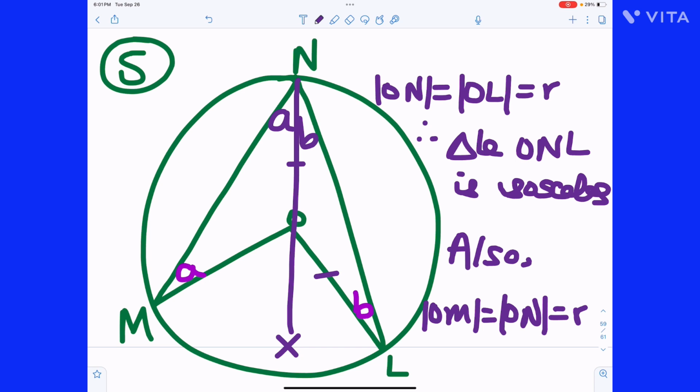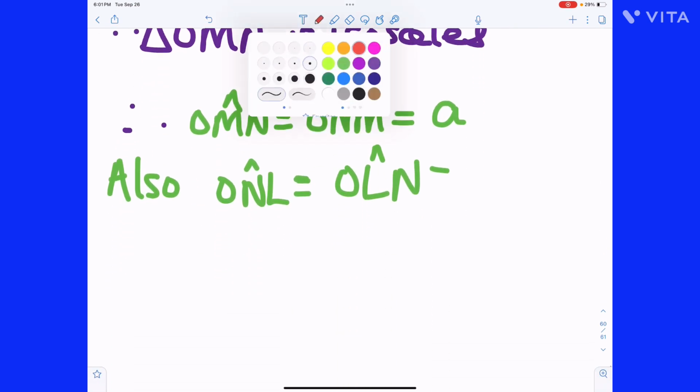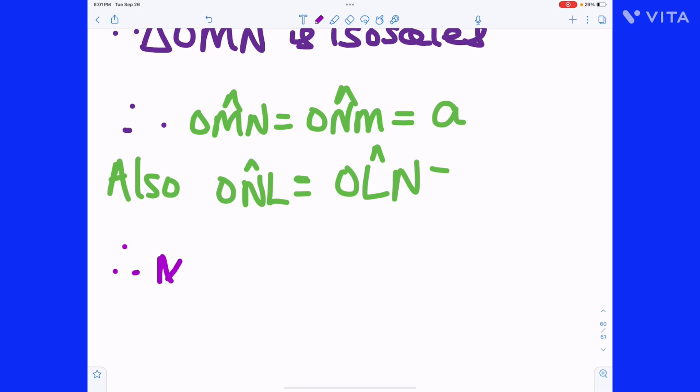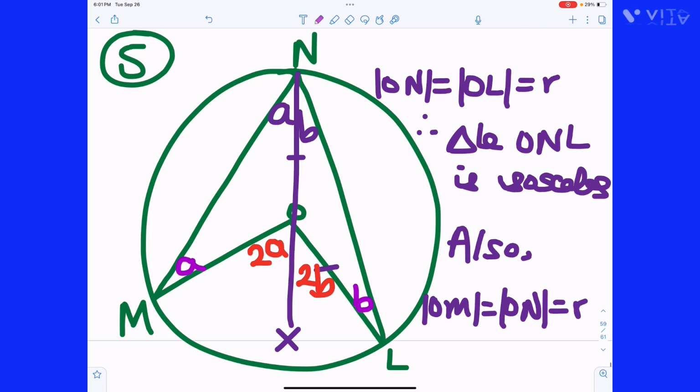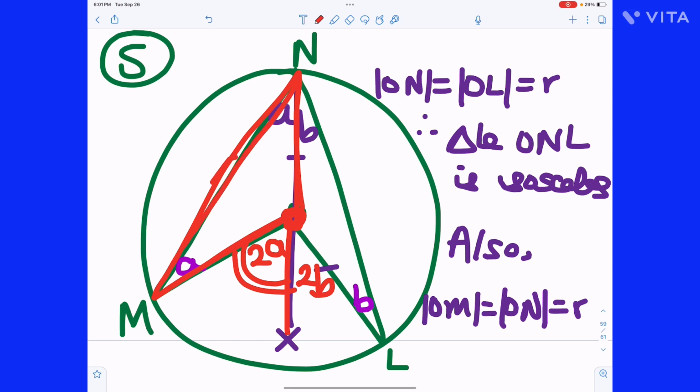You understand? So what we are asked to do is to get an expression for angle MOL in terms of A and B. After writing all of this, I can now write that this place is 2A, this place is 2B. Exterior angle MOX. Therefore, I can write that MOX is equal to 2A. The reason is that it is an exterior angle of triangle OMN, or ONM, however you read it. So this angle will be equal to the sum of the two opposite interior angles.